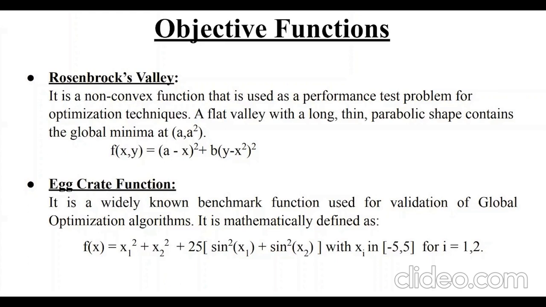The second function that we have used is the egg crate function. In this problem, there are two design variables, x1 and x2, with lower and upper limits of minus 2 pi and 2 pi. We have used particle swarm optimization to find the optimal solution for this problem. As per the results shown, the egg crate function has a known global minima at (0, 0) with an optimal function value of 0. Given coordinates, x1 is equal to minus 5 and x2 is equal to 5 for the variables x1 and x2.